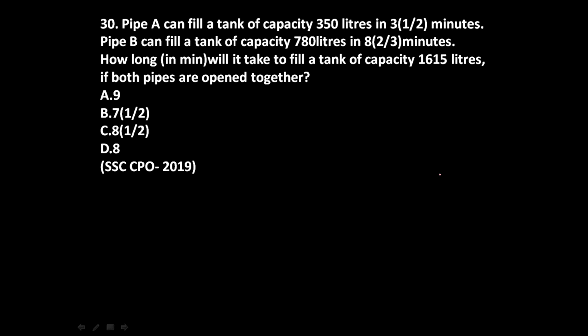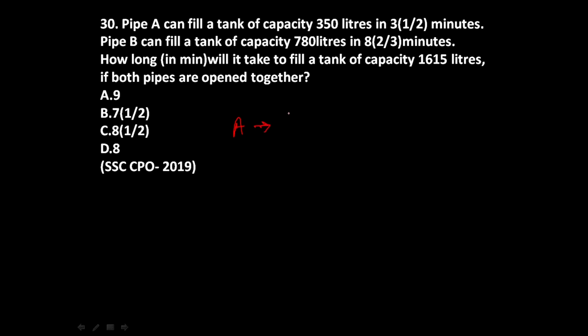Now question 30 says pipe A can fill a tank of capacity 350 liters in 3.5 minutes. Pipe B can fill a tank of capacity 700 liters in 8 and 2 by 3 minutes. How long in minutes will it take to fill a tank of capacity 1615 liters if both the pipes are open together? First of all, we have to get the efficiency.